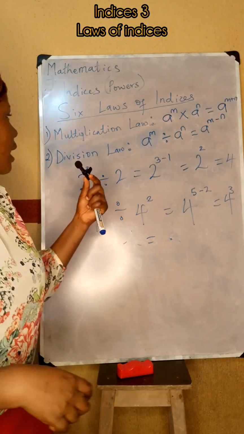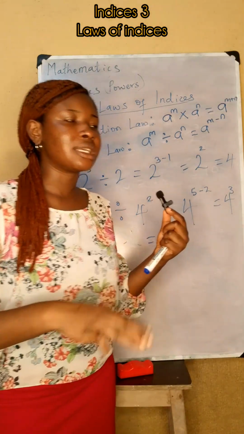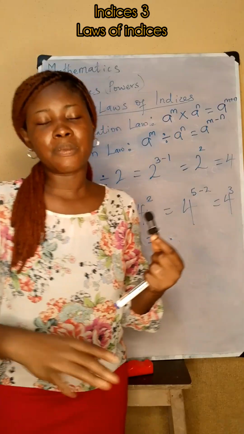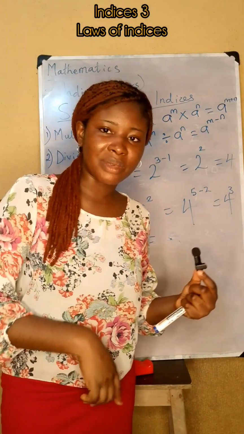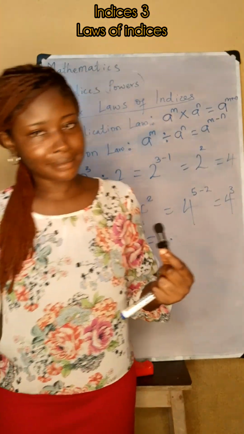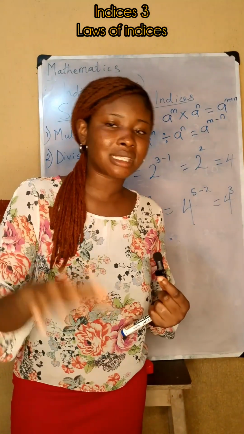So this is all about the division law. It's similar to the first law. The first law is saying when the bases are the same and they are multiplying, you should pick one base and add their powers. While the second one is now saying when they are dividing and the bases are the same, pick one base and subtract their powers.